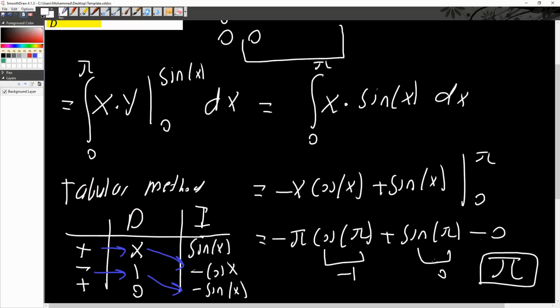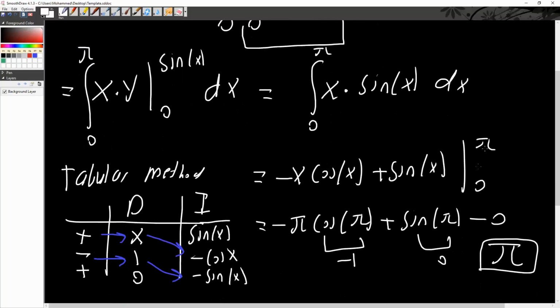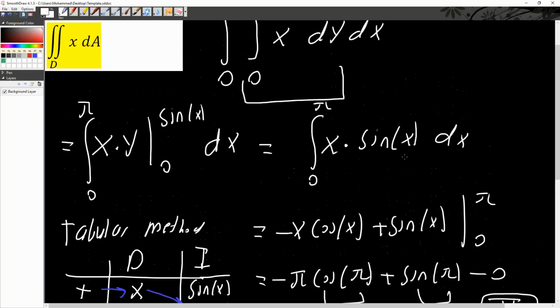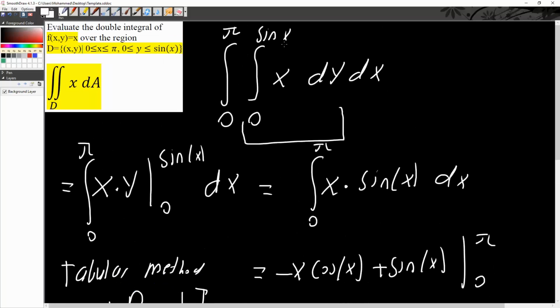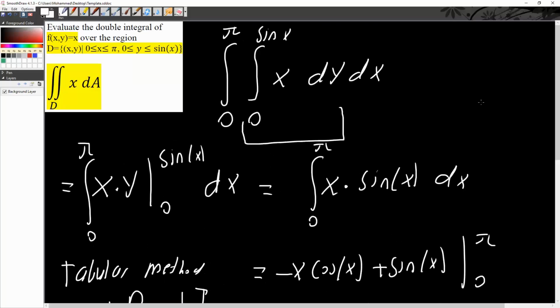And this is our final answer. Quickly, I'm going to explain again why we couldn't have done 0 to sine x, 0 to pi, dx dy. If you notice, in this final step, we're putting in actual values, pi and 0. Had we done it the other way, we would be putting sine x in, so we wouldn't have a physical answer. And that's why we arrange it like this. And that's all we need to do.